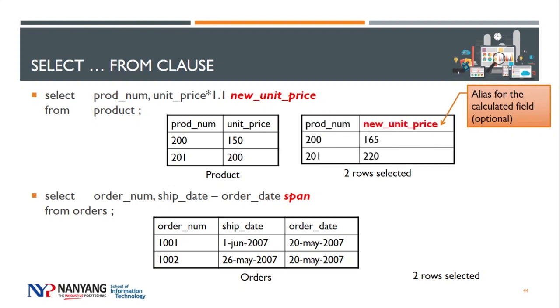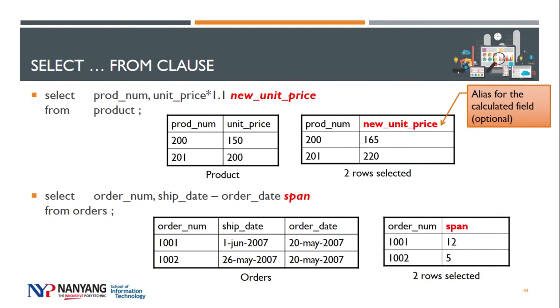Then the example below. We can select the shipping date, we can select the order date, and we can compute the span, which is basically the number of days taken for shipment.